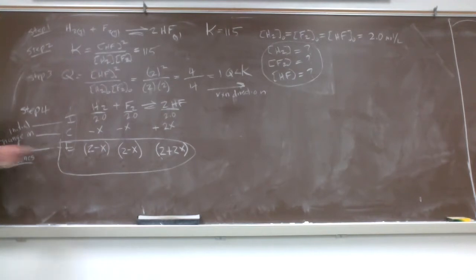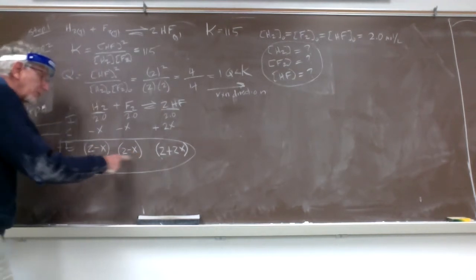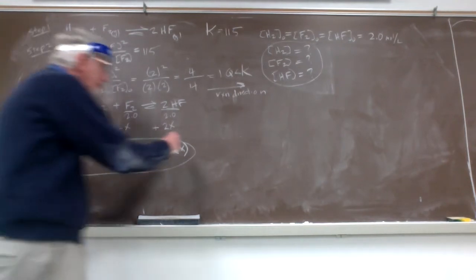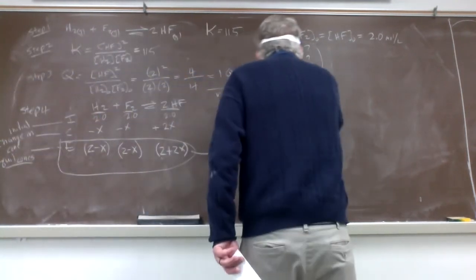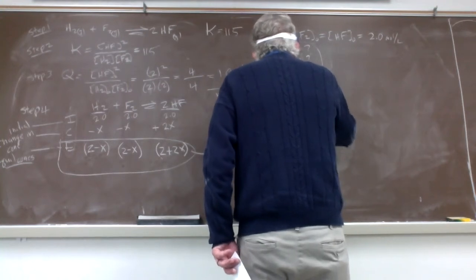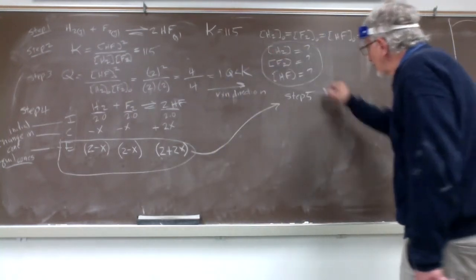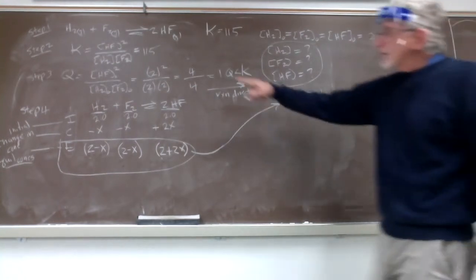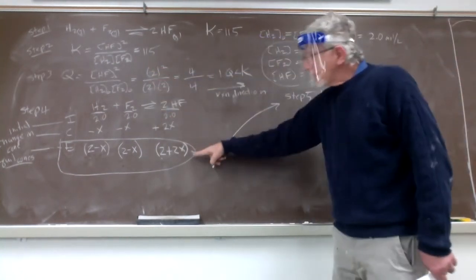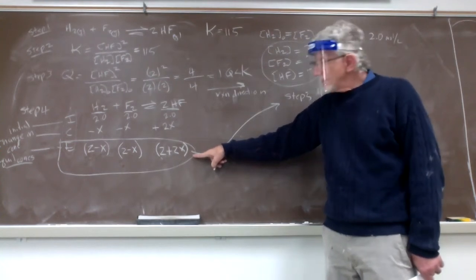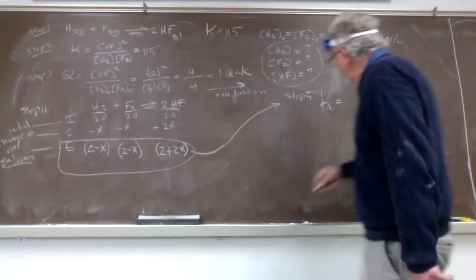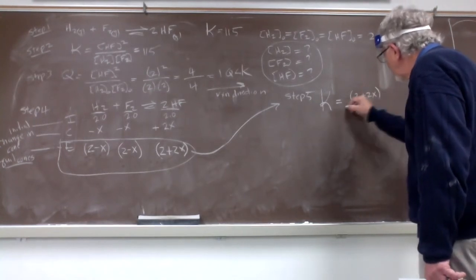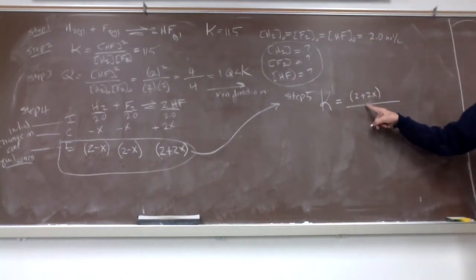We plug these equilibrium concentrations, these are the equilibrium concentrations expressed in terms of this unknown variable X, we plug them into, that'll be step 5, the equilibrium constant expression. There's our equilibrium constant expression. Here are our concentrations at equilibrium. So we're going to plug in the HF. That would be 2 plus 2x. That's the concentration of HF.